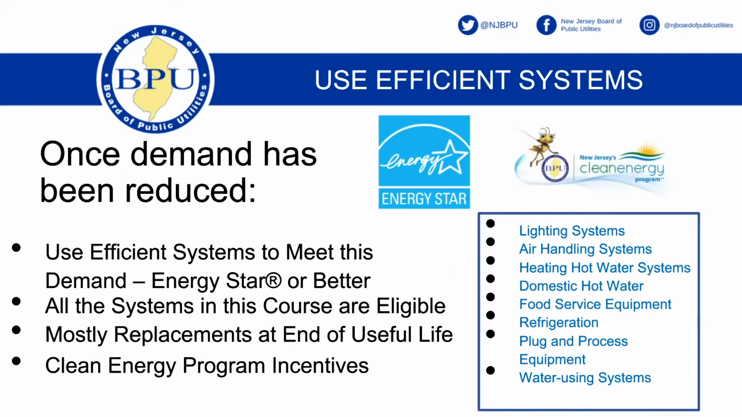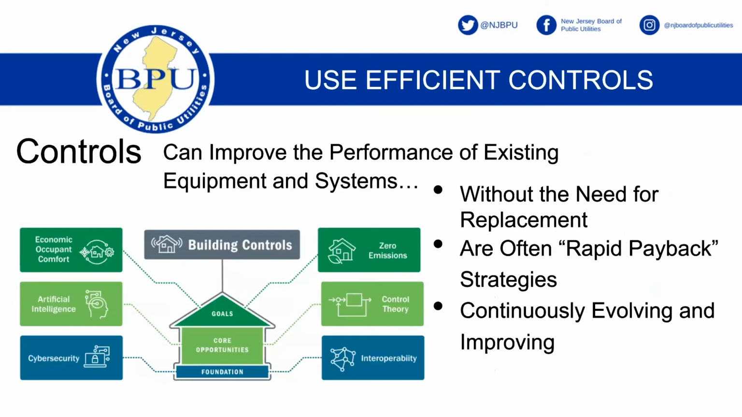Okay. So then, after we've reduced the demand, what do you want to do? Well, you want to continue to use efficient systems, you know, get a good coffee pot that doesn't use a lot of juice. And then it says mostly at the end of useful life. I think that is true in a lot of cases, but sometimes you can save a lot by replacing it early too. Controls, we talked about now.